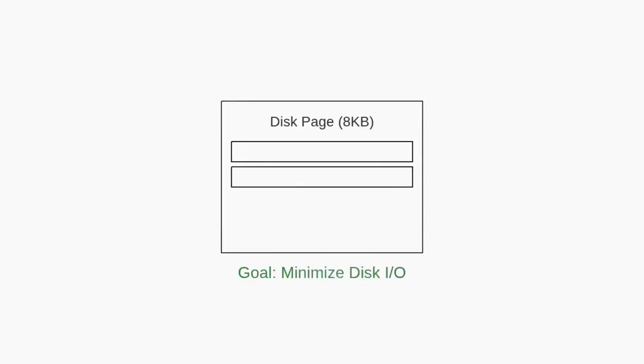Disk I/O is the biggest bottleneck in database performance. Moving the mechanical head of an HDD, or even the electronic signaling of an SSD, is thousands of times slower than CPU operations. Therefore, the primary goal of a B-tree is not just to organize data, but to minimize the number of page reads required to find a value. We want a structure that is shallow and wide, ensuring that even with billions of records, we only need to fetch 3 or 4 pages to find what we need.